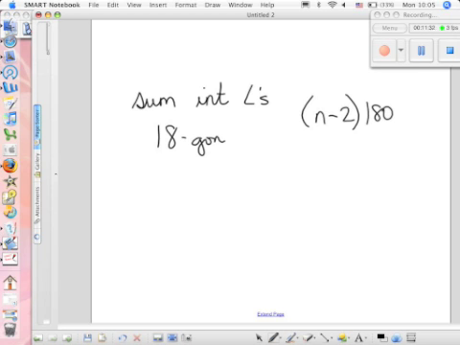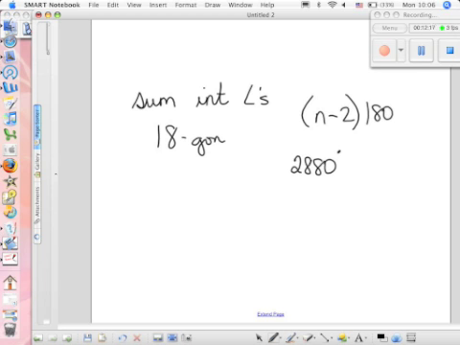So, you were wrong. What's 16 times 180? Somebody with a calculator, help me out. 2,880. That's the sum of the interior angles. It has 18 sides, and all 18 of those interior angles add up to 2,880. Good job.